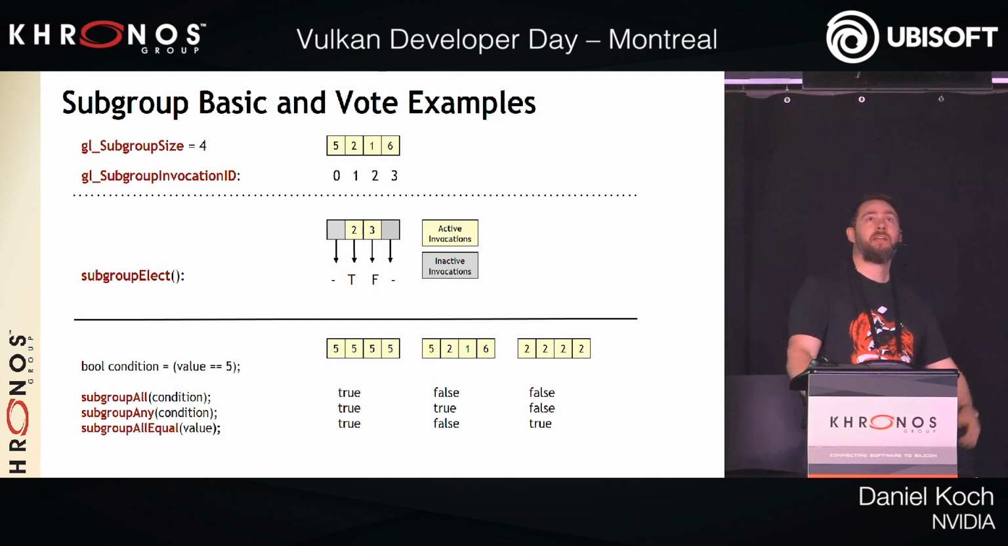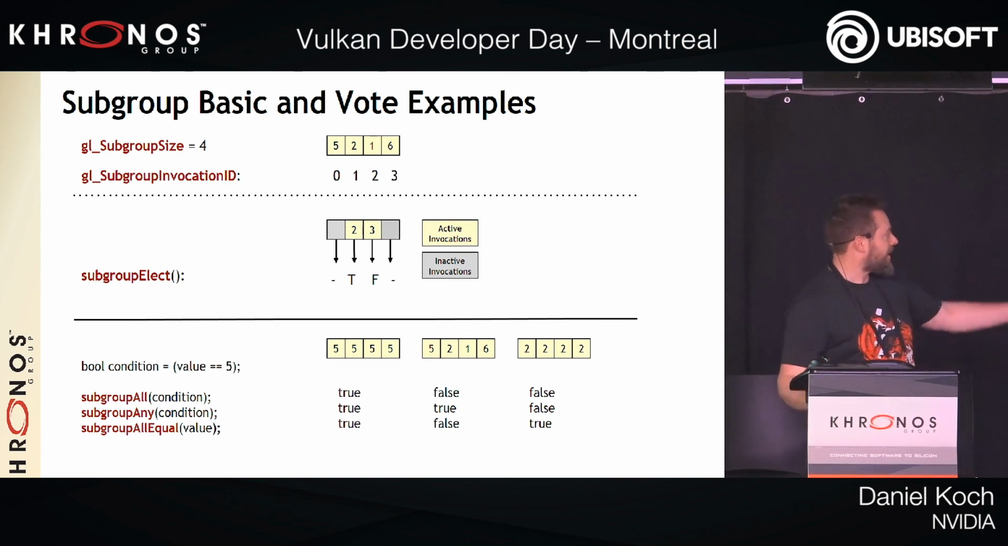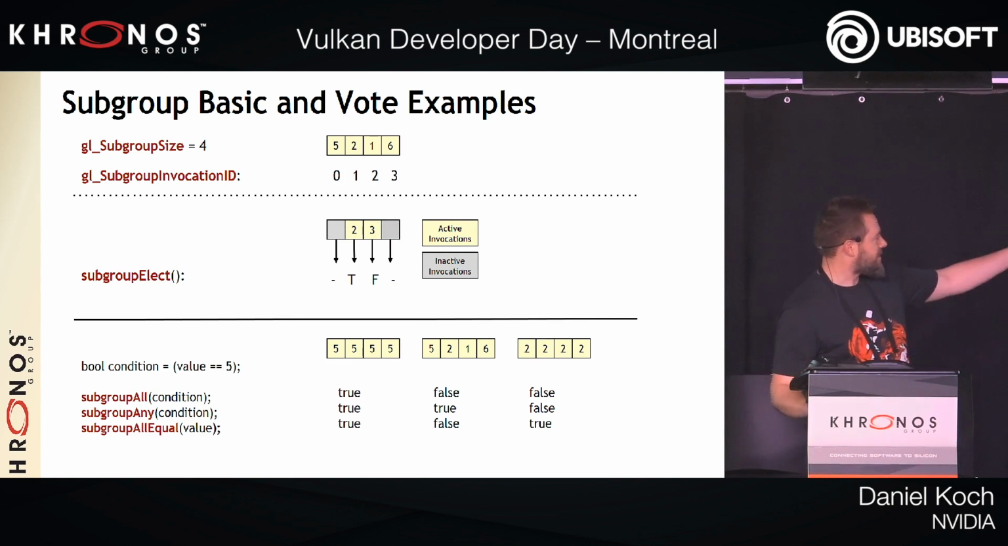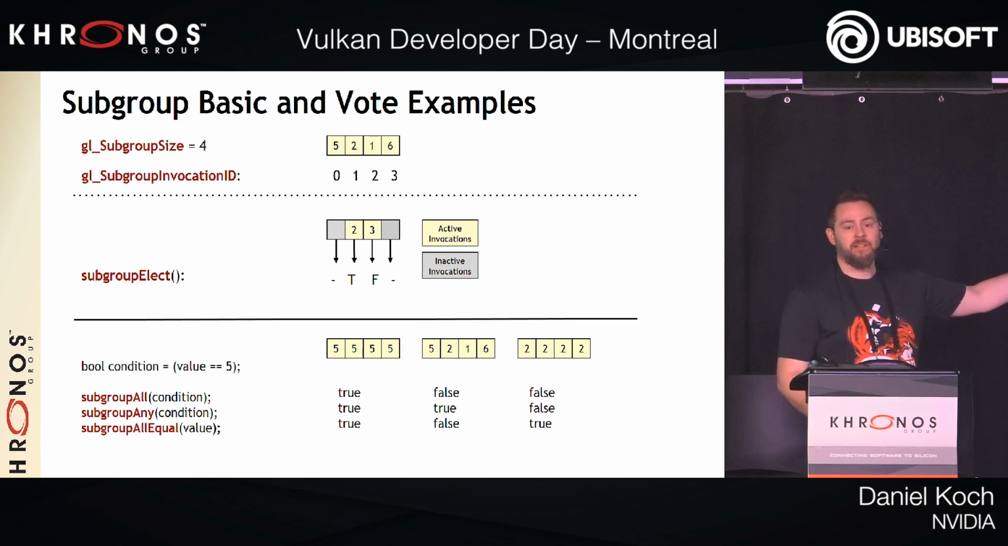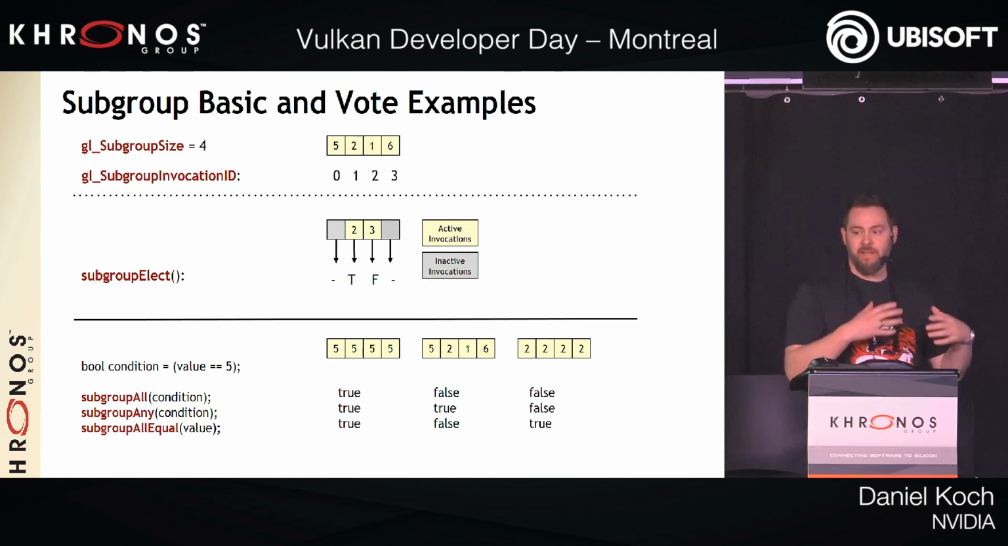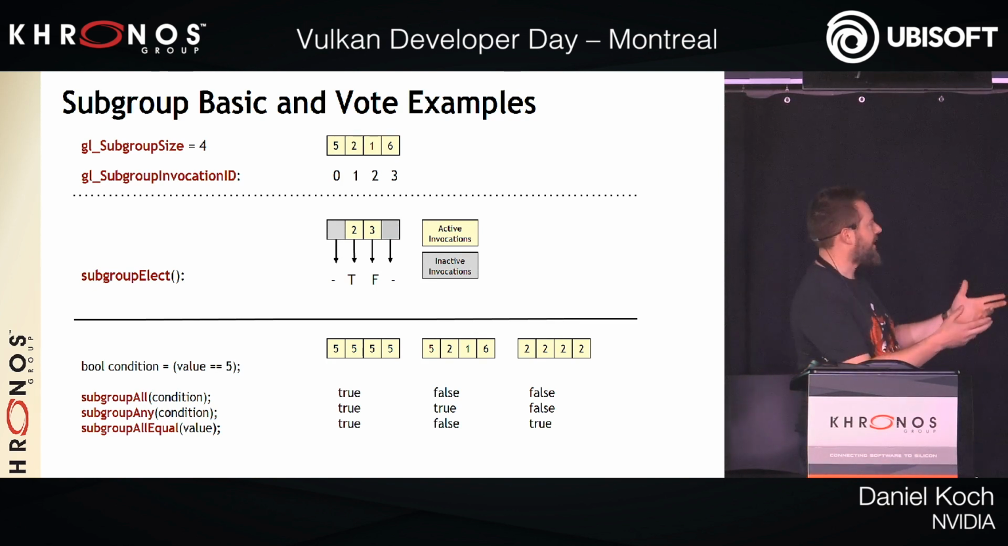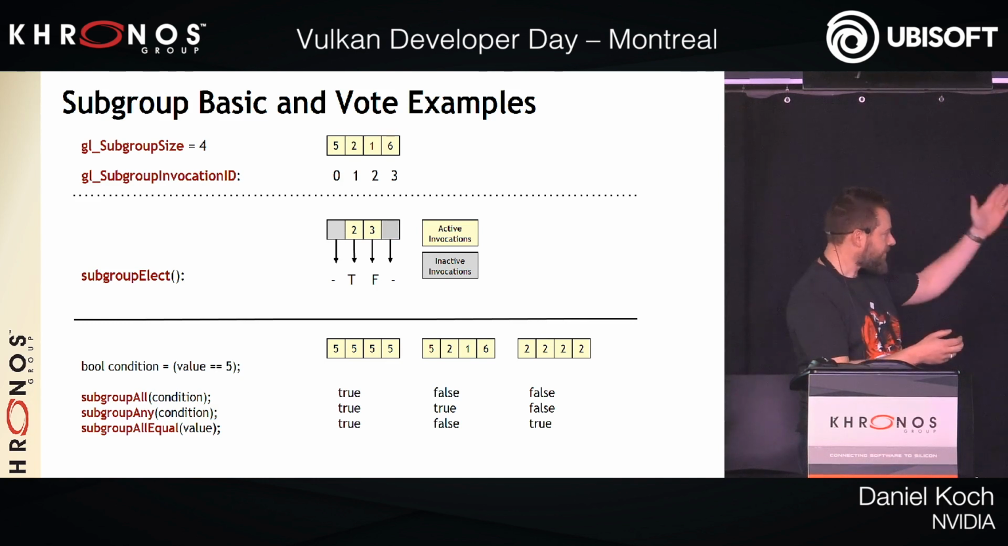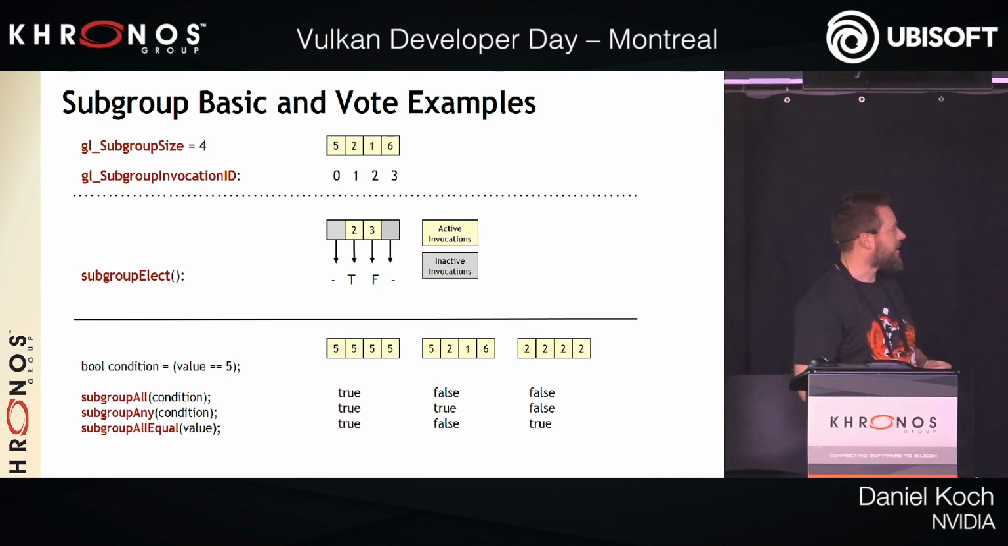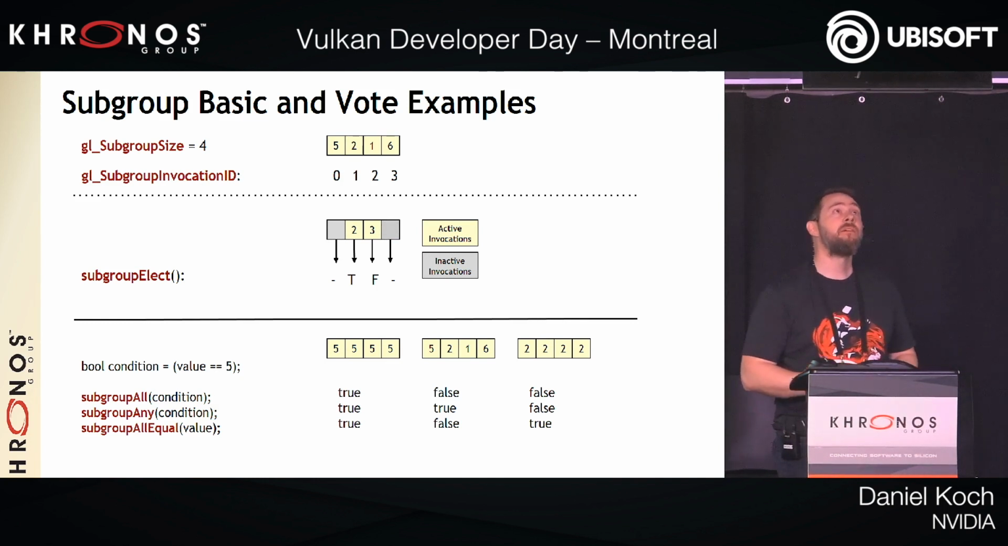So just an example with subgroup elect. You call subgroup elect on the middle set there. It's going to pick the invocation 1 with the value 2 in it, because the invocation 0 is an inactive thread in this example, so it's not executing right now. So if you say subgroup elect, invocation 1 is the one that's going to continue doing your calculation.